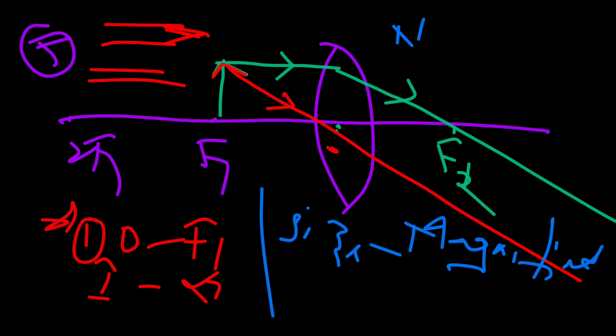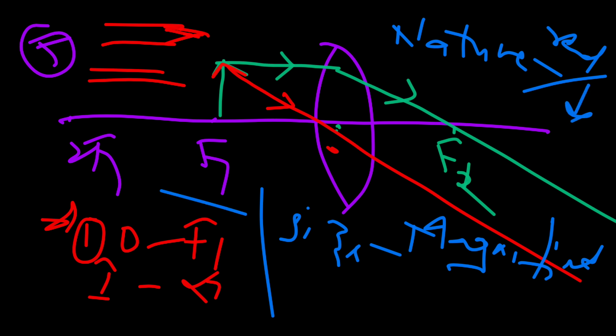What about the nature of the image or type of image? Here, somewhere around, it is going to be formed, right? So it is real and inverted. Did you get it? Okay. So that's it about the fifth situation. Let's move on to the sixth situation now.